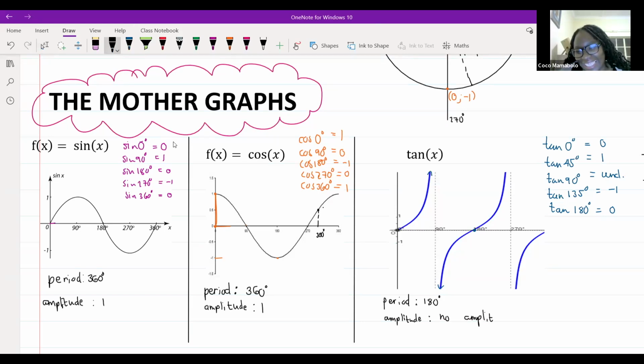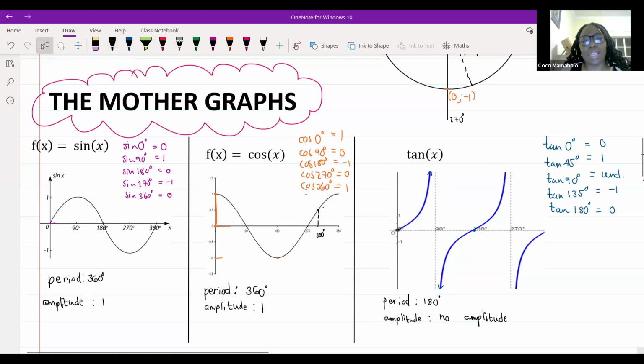It has no amplitude. And lucky for us, I've never seen anybody in a test or an exam ask, what is the amplitude of a tan graph? Because there isn't one. What a pointless question. So we hardly ever ask for the amplitude of a tan graph. It doesn't have one.